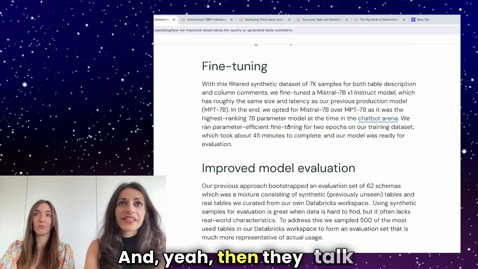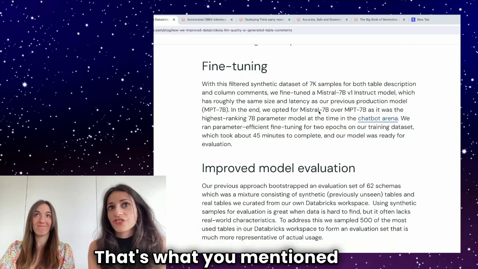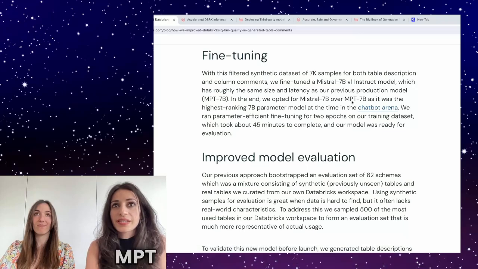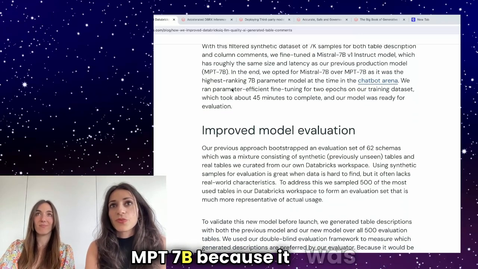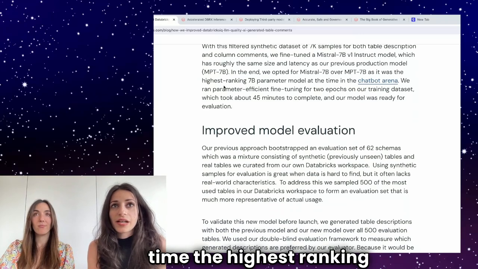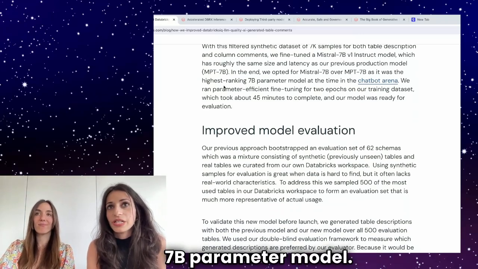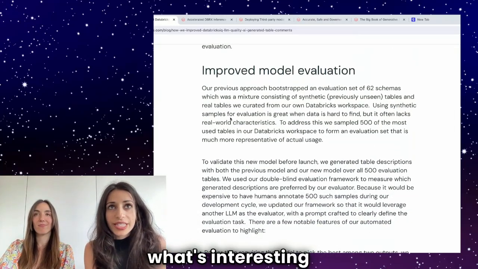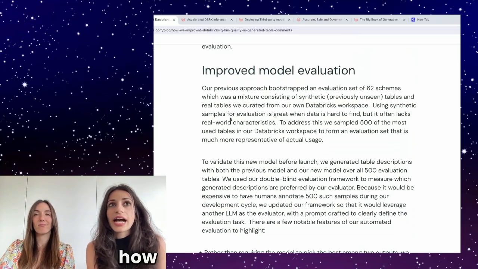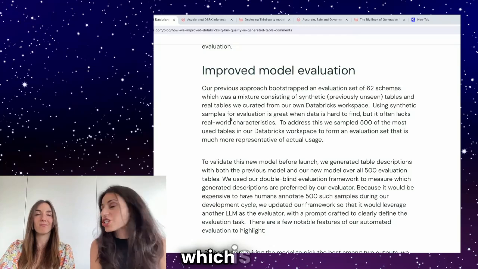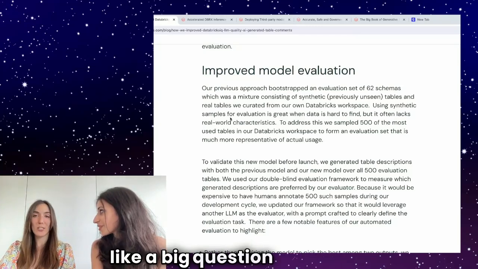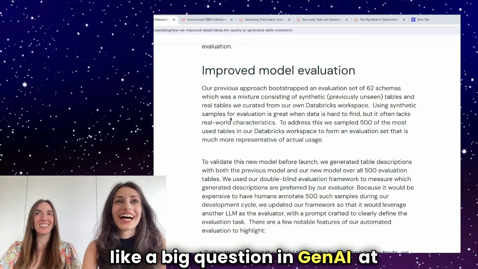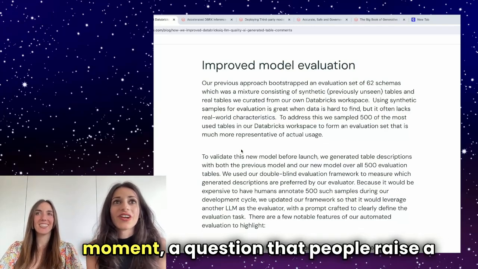Then they talk about fine-tuning. They decided to opt for Mistral 7B over MPT-7B because it was at the time the highest ranking 7B parameter model. And then what's also interesting is how they go about evaluation, which is honestly a big question in Gen AI at the moment, a question that people raise a lot.